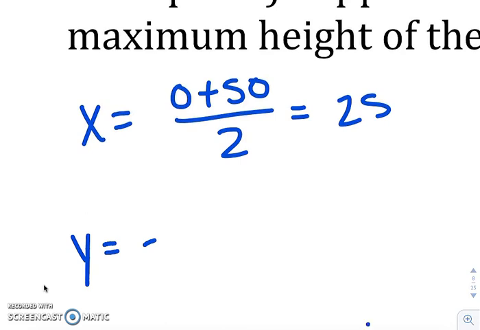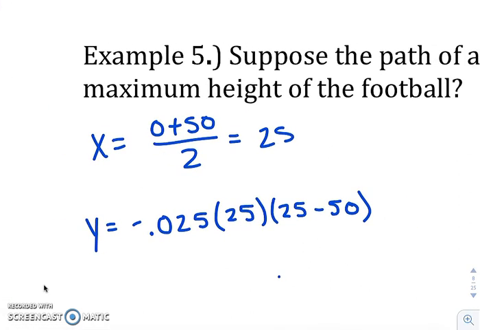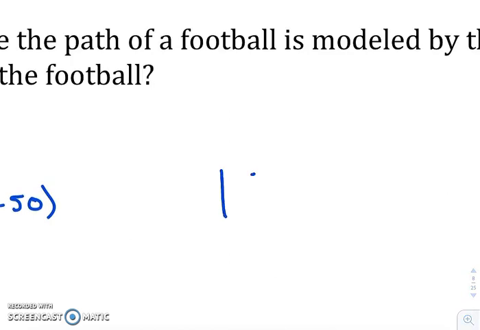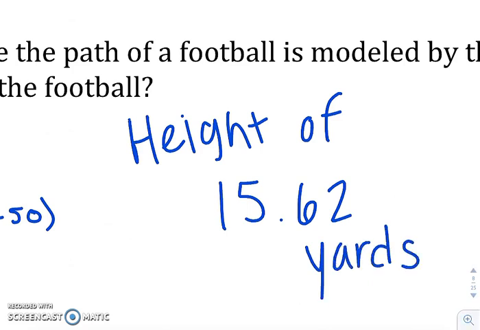So negative 0.025 times 25 times (25 minus 50). When you plug that back in, you get 15.62. So what would the height of the football be? Considering they don't give us a unit of measure in here, we're going to say 15.62 yards. We're going to say that was 50 yards and 0 yards. So a height of 15.62 yards.